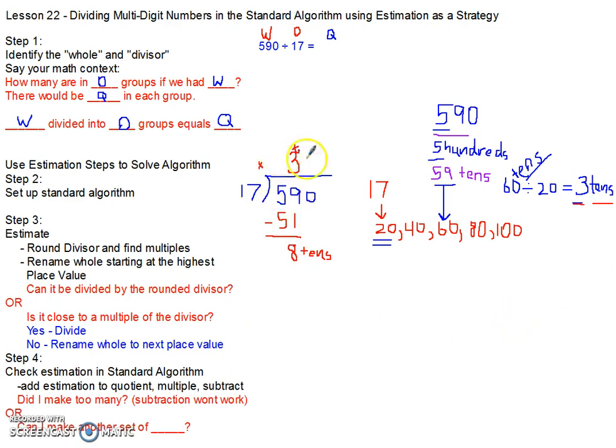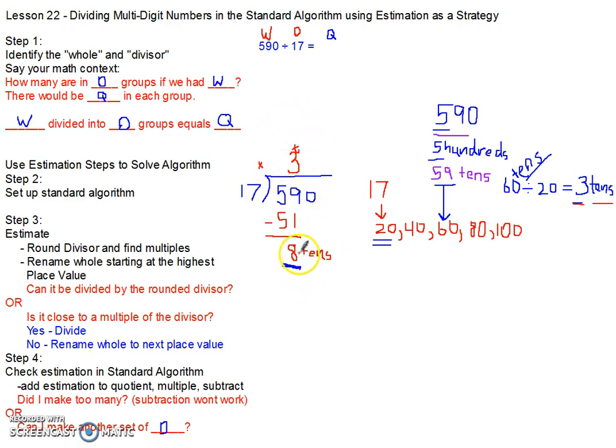Here's where I'm going to check my estimation. I have to ask myself, did I make too many where this subtraction sentence wouldn't work? Like if I had 59 minus 69, you can't take 69 away from 59 in this type of problem. So I know that I overestimated, so I would have to change this to a 2. The other question for underestimating is you look at what you have remaining and you ask, can I make another set of my divisor? Can I make another set of 17? And if you can, that means you estimated too low and you need to go up to 4.